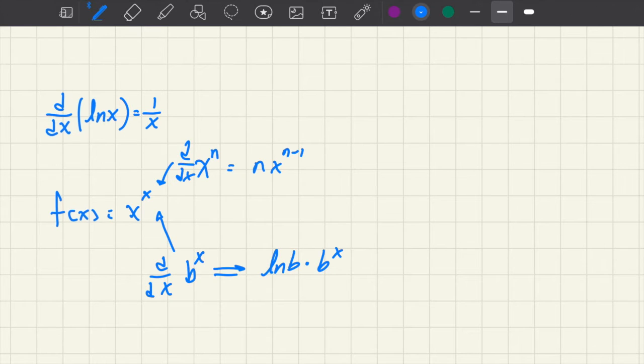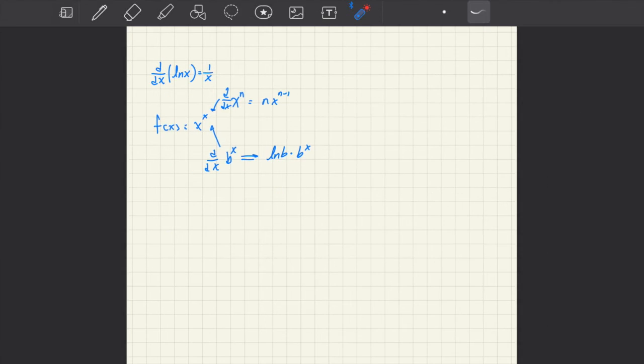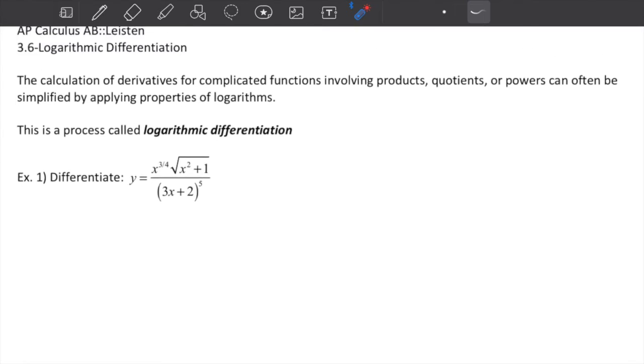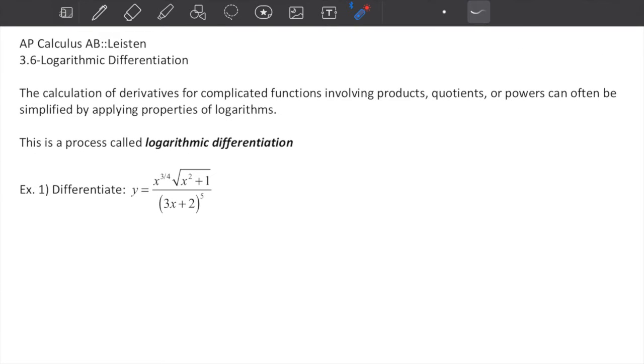I'm not so sure. But we're going to take advantage of the derivative of natural log and use something that we call logarithmic differentiation. This applies the derivative of natural log along with properties of logarithms. Sometimes we have complicated functions involving products, quotients, or powers that are rather messy altogether. Here, we're going to take a look at how we can break those apart using what we're going to call logarithmic differentiation.